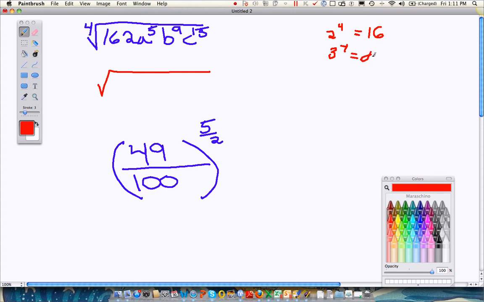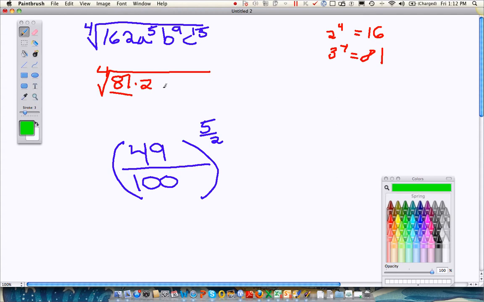So I'm going to try that. Does that go into 162 evenly? And the answer is yes. 81 times 2 is 162. Now I'm going to show you what we're going to do with that in just a minute in terms of simplifying, but I'm trying to get a perfect fourth root there.